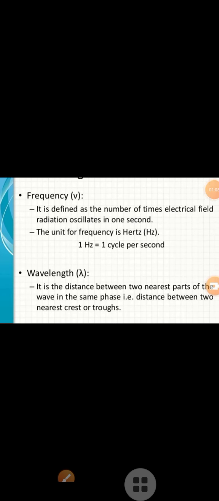In this electromagnetic spectrum, we need to know what is frequency and what is wavelength. Frequency is measured in nu. It is defined as the number of times the electric field oscillates in 1 second. We already know that the unit of frequency is hertz. And what is wavelength? Lambda. It is the distance between two nearest parts of the wave in the same phase, that is the difference between two nearest crests or troughs.